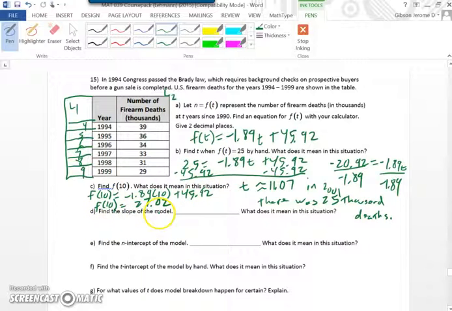Okay, now D, it says find the slope of the model. We know the slope here is negative 1.89. What does it mean in this situation? It means that every year since 1990, gunshot deaths have gone down by 1.89 thousand. So you need to write that down. Now it says find the n-intercept.